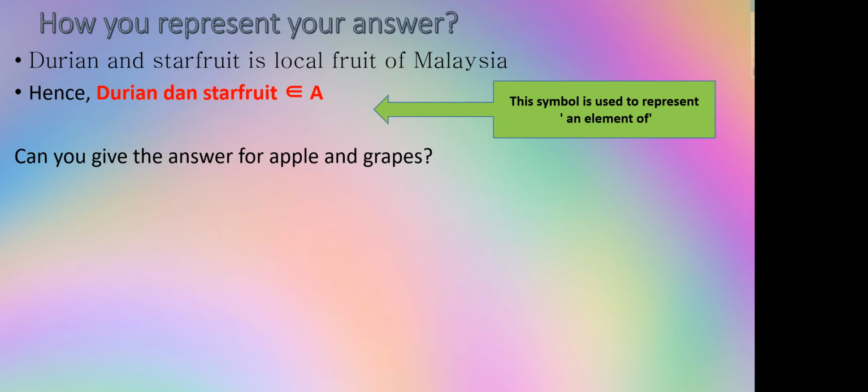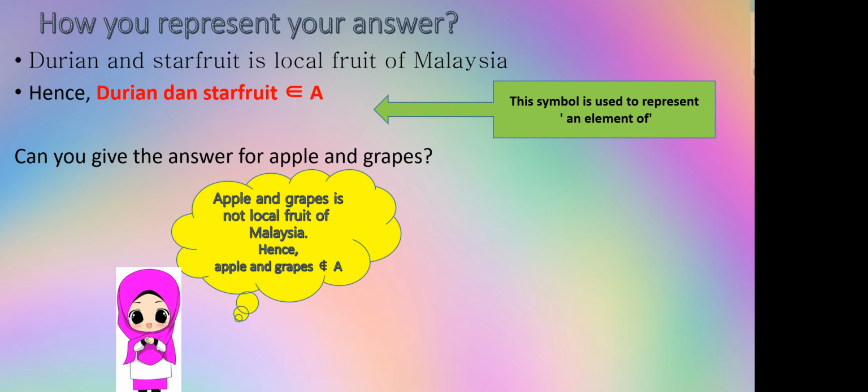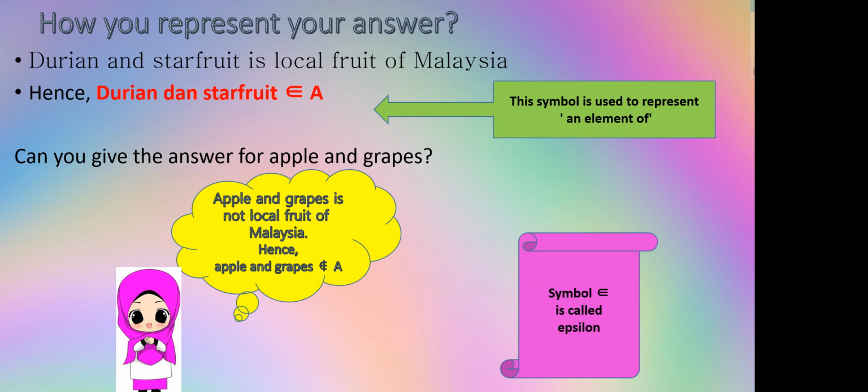So can you give the example of the apples and grapes? Apples and grapes are not local fruits of Malaysia, hence apples and grapes are not elements of A. The symbol that I'm using here means is not an element of. These symbols are actually called epsilons. But when we write our answer, we will usually use the words is an element of.